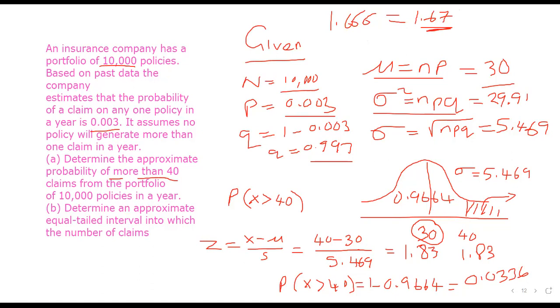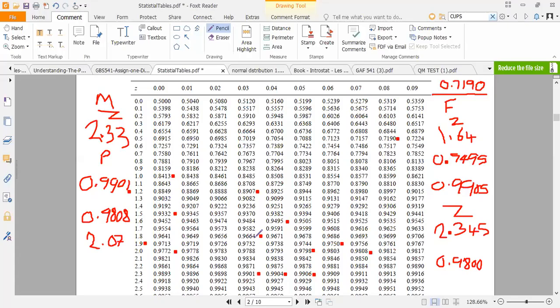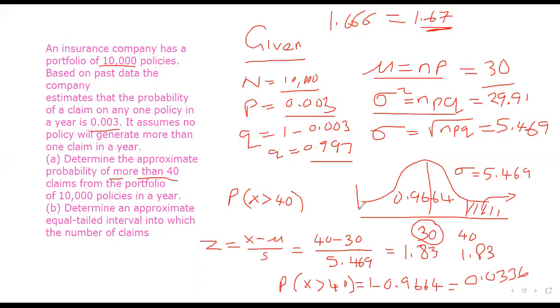When we went to the table, we found under 1.83 the following reading: 0.9664. This means that the reading from here up to here is about 96%. To remain with this other part, since the shading is small, we subtract 1 minus 0.9664, which gave us 0.0336. This is how we find the probability that we have more than 40 claims. At this point, are we together?